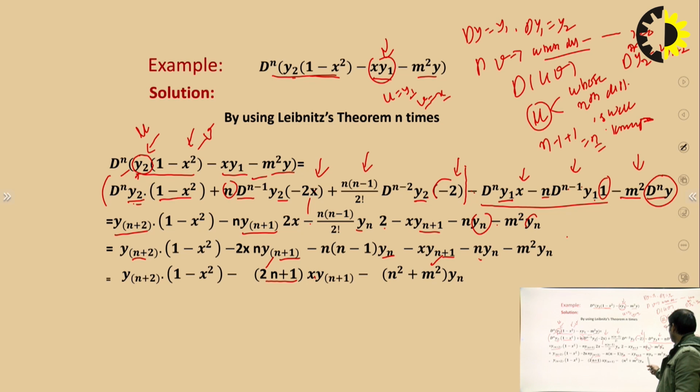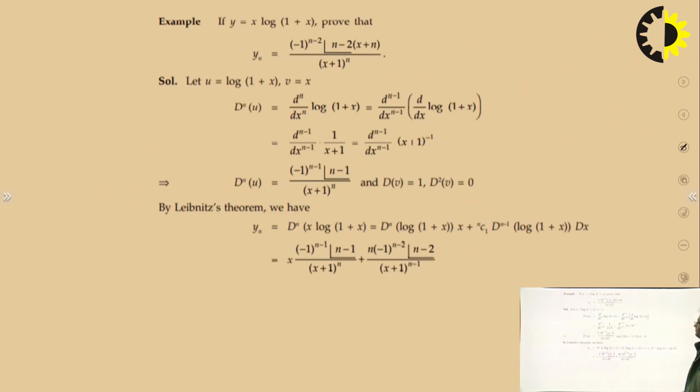Similarly, you can see yn is also in 2 to 3 places. There you can see yn, there is yn, there is also yn. Then you have to merge. So this is basically the answer when we apply the Leibniz theorem on these 2 or 3 terms. Correct? So now, moving forward, I have one more example, a very important example for you here.